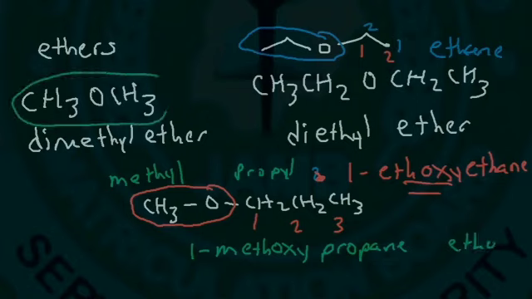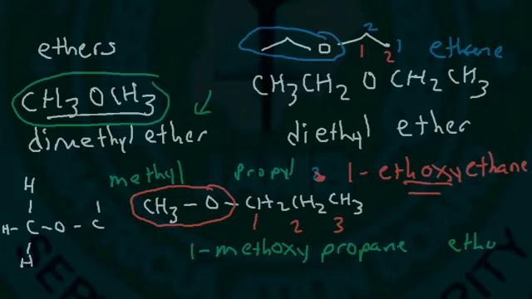This one is called methoxymethane, if you want the IUPAC name, but dimethyl ether is much more commonly used. Now, if you want to draw the Lewis structure of this ether, it looks like this. We have an oxygen in the middle, which already has 2 bonds, so we just have to add 2 lone pairs to it.